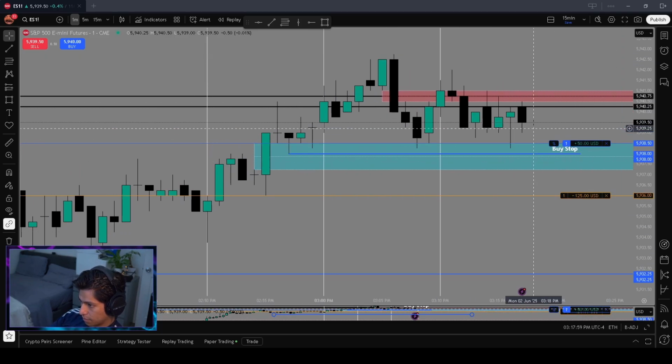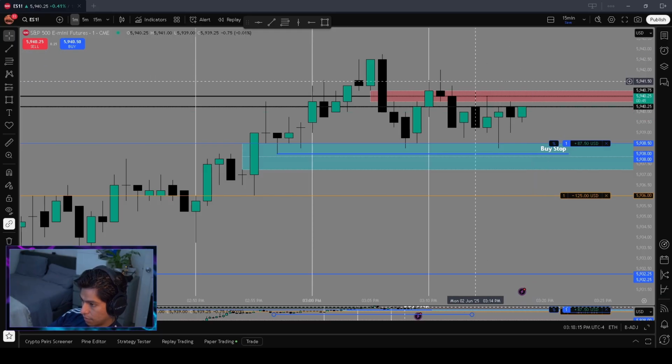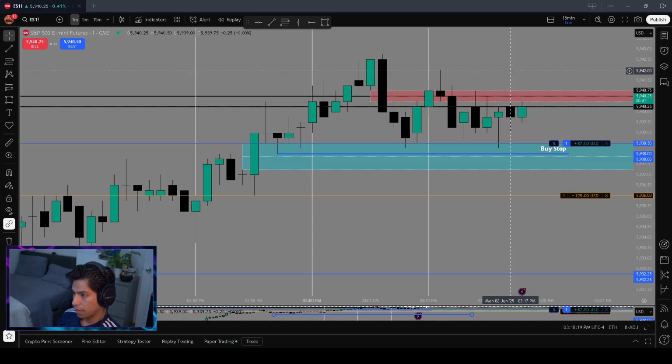Right here, what I'm noticing is how the body of the candle touches that new day opening gap. And what I want, obviously as a buyer, what I would want to see is price pierce through this, the body closing above up here. That would tell me as a trader that price wants to go higher.